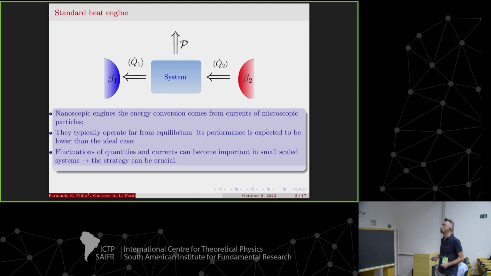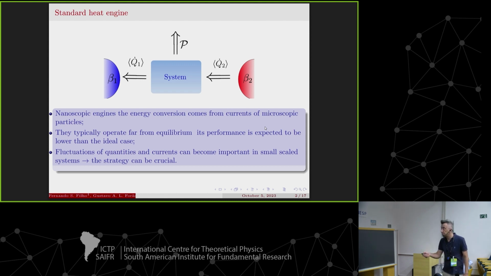These questions have attracted attention during the last years, and we have some similarities and some differences. What are the similarities? You can also ask the same questions: extract heat, partially convert it into work, and some part is wasted. But there are three remarkable differences. First, in nanoscopic engines the energy conversion does not come from moving pistons, but instead comes from currents of microscopic particles.